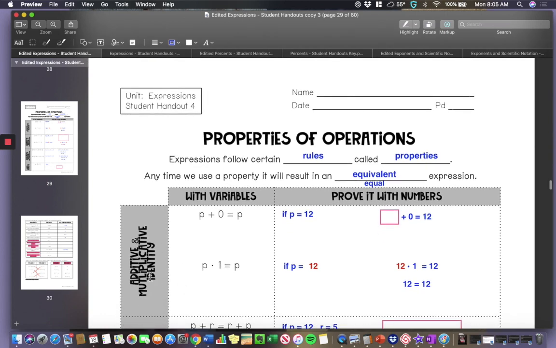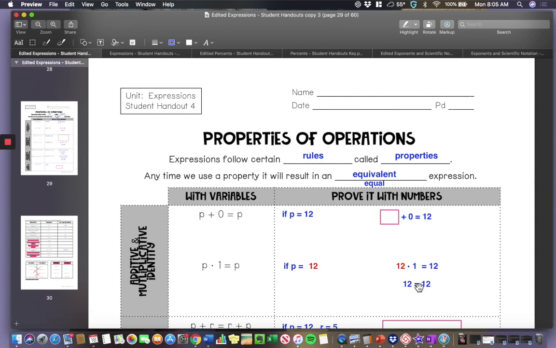Right here we have the additive and multiplicative identity. When we're using variables, remember variables are a number we do not know, and variables can be assigned a number. So for example, p plus 0 equals p. Well, if p equals 12, the answer is still going to be 12, whatever p is. For another example, p times 1 equals p. So if p equals 12, then 12 times 1 will equal 12. The number kept its identity.